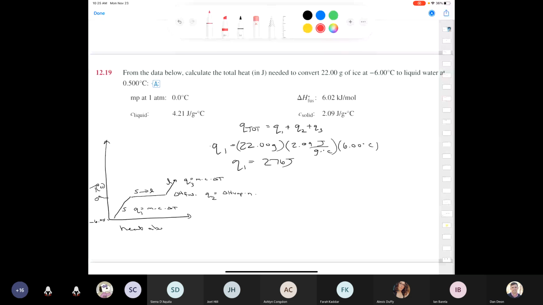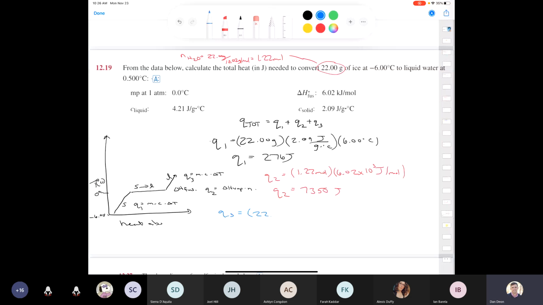Let's do Q2. Q2 is equal to the delta H of fusion multiplied by the number of moles. If I have 22 grams of ice, I've already calculated that the number of moles of H2O is equal to 22.00 grams divided by 18.02 grams per mole for water, and that equals 1.22 moles. So it's going to be 1.22 moles multiplied by the enthalpy of fusion. I'm going to convert that kilojoules into joules, so it'll be 6.02 times 10 to the power of 3 joules per mole. And I get that my Q2 is equal to 7350 joules.